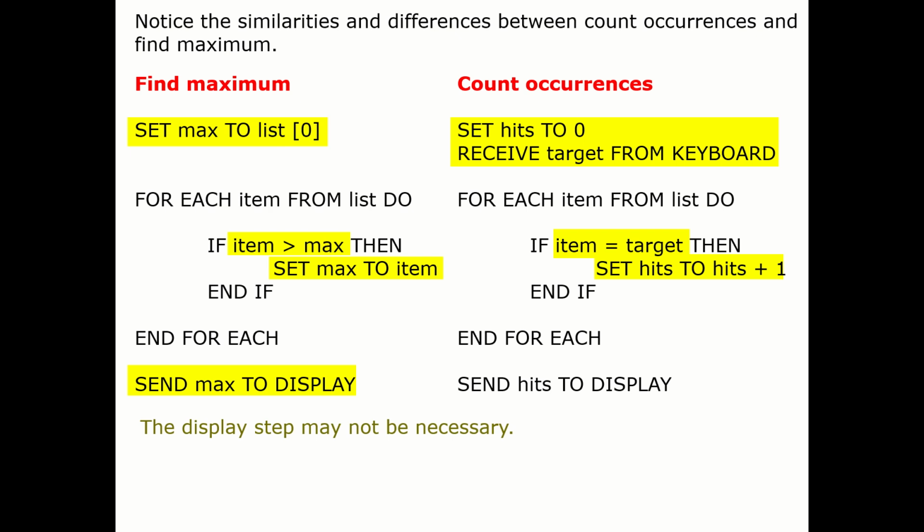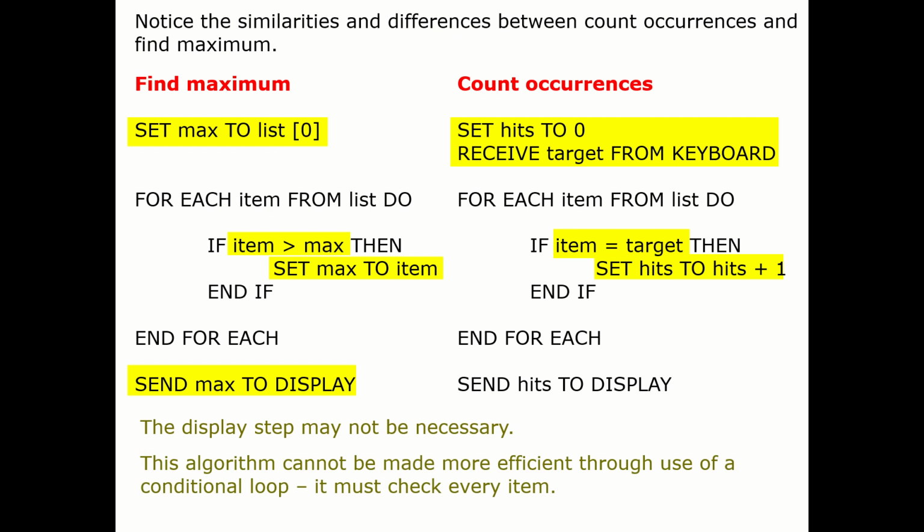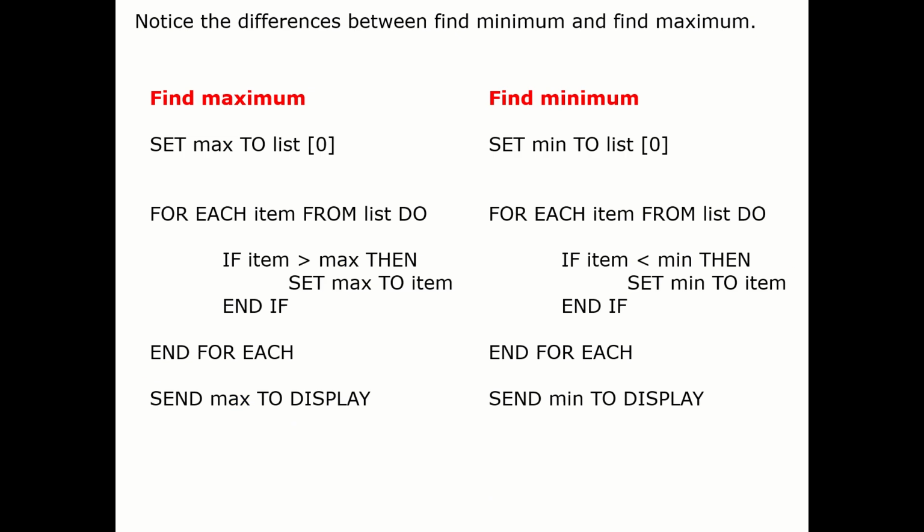Again, we might not need to display stuff, might not be necessary. We can't use a conditional loop, as I mentioned. That's it. Very similar again. Loop, check to see if things are what we're looking for. If they are, do something. Find maximum, find minimum, basically the exact same. I mean, this is a token gesture to show you. Use different variable names. Not that you have to use max and min. It might depend on what you're looking for. But it's no different apart from we change the condition. We're looking for things which are lower than the minimum.